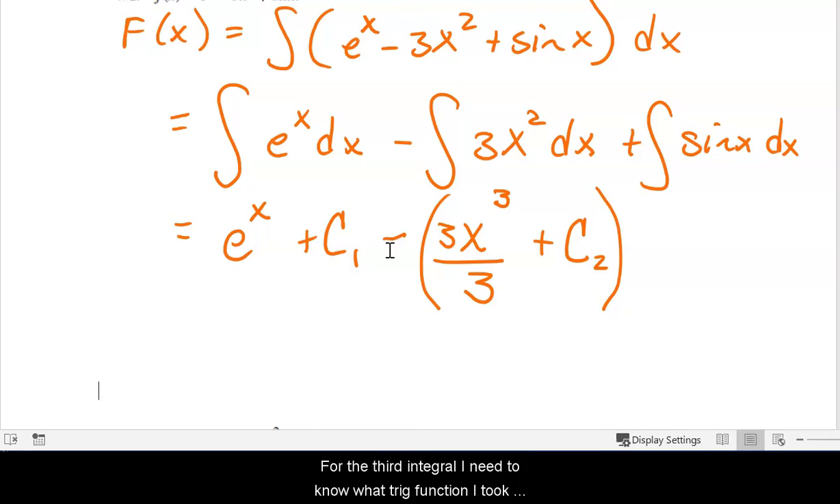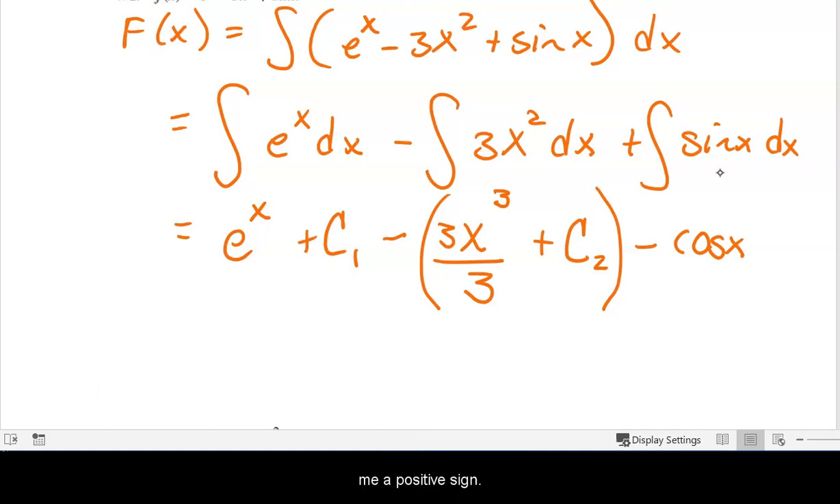For the third integral, I need to know what trig function I took the derivative of to get positive sine. To undo the derivative, I know the derivative of cosine would give me negative sine, so it must be that I had negative cosine, because the derivative of that would give me positive sine. It also carries its own constant, C3.